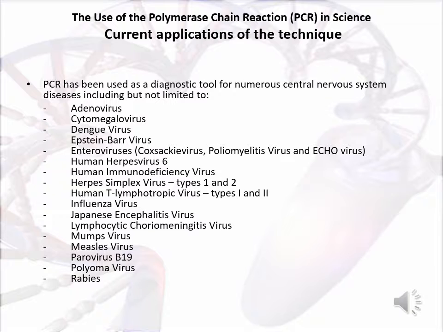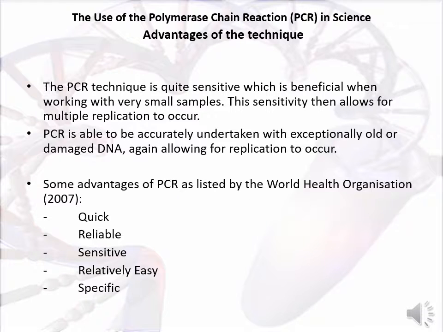virus, both type 1 and type 2, influenza virus, Japanese encephalitis virus, the mumps virus, the measles virus, parvovirus B19, and rabies. Advantages of the polymerase chain reaction.